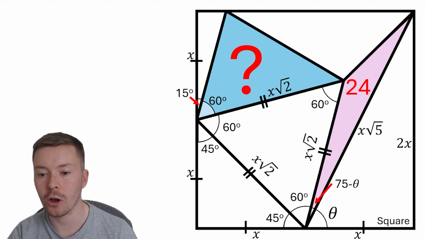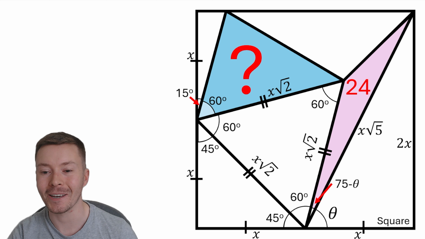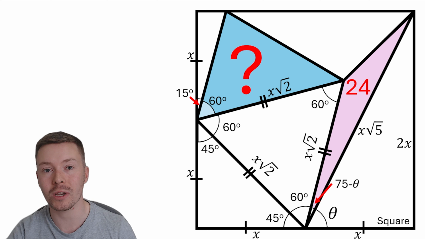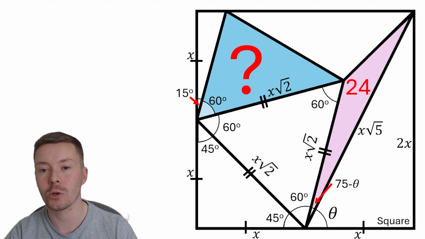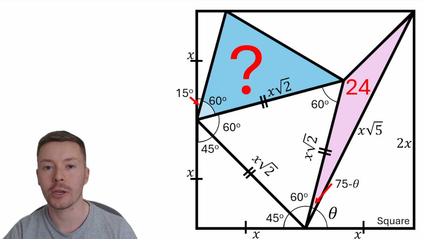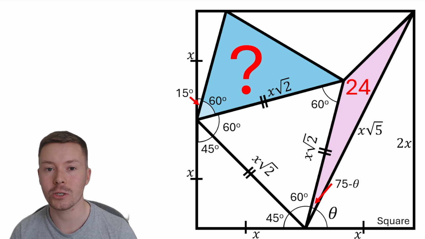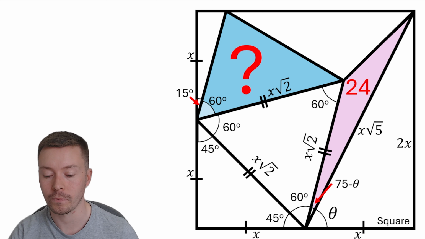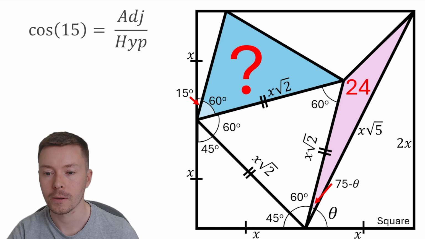Now, next, I know that this angle here is 15 degrees. And the reason why that is important is so that I can work out this length of our blue triangle. When I've got that length, I can use half AB sine C to work out the area of the blue triangle, obviously once I've got x.